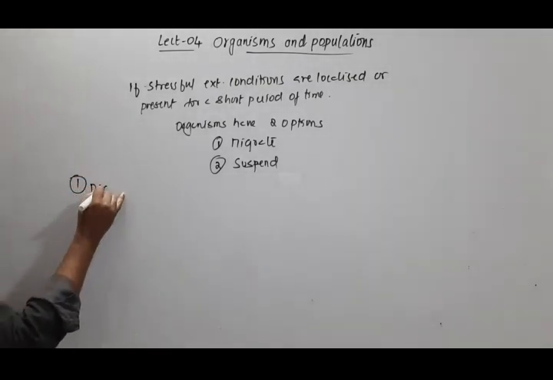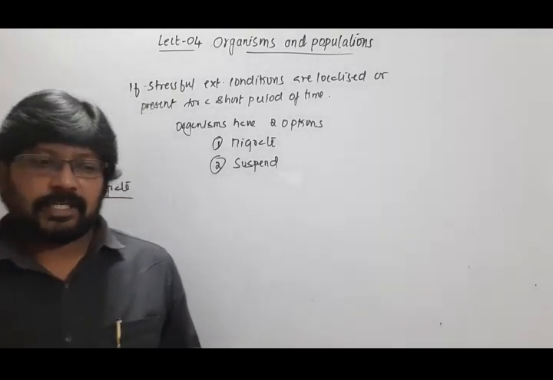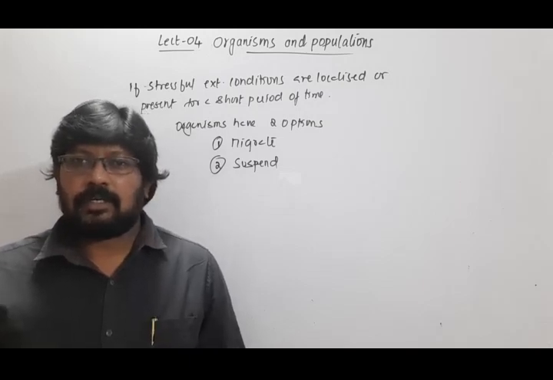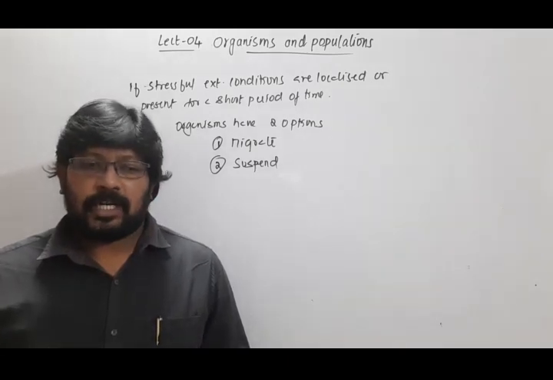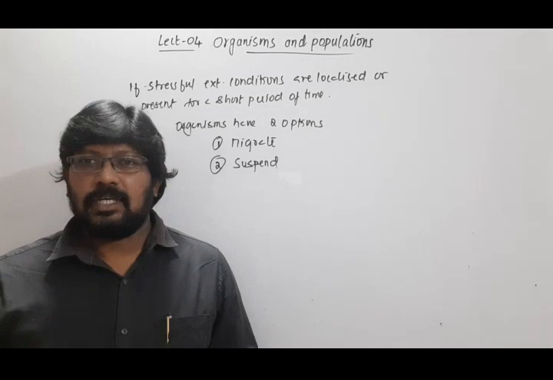Okay, first option, migrate. So if the conditions become unfavorable for a short period of time, then the organisms living in that area have the option to migrate or remain in the same place but suspend. Here is one example as mentioned in the textbook: in the winter seasons, or in hot climatic conditions, you need to move into cooler regions. Many people like to go from hotter regions to cooler regions in the summer.